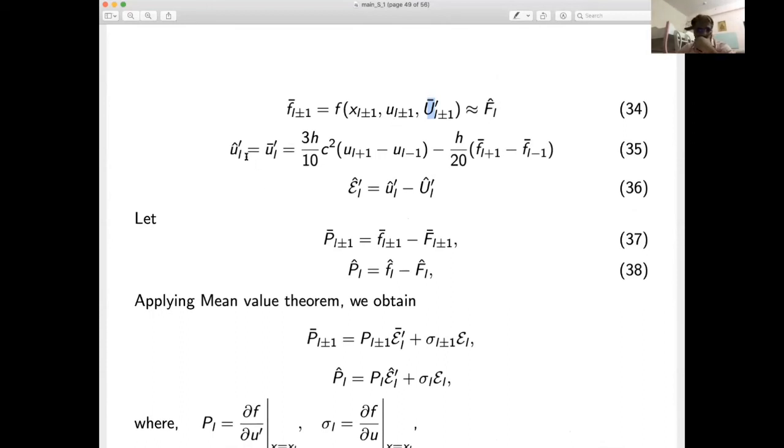Now use this value. This is basically the algorithm I have obtained. Now find the difference of u cap prime minus uppercase u cap prime. Just denote this difference with epsilon L cap prime. Now you have two functions, lowercase f and uppercase f. Uppercase f is on uppercase u and lowercase f is on lowercase u. Just say that their difference is some quantity which I have denoted by p. So at L plus 1 it is P L plus 1, and at L it is P L cap.